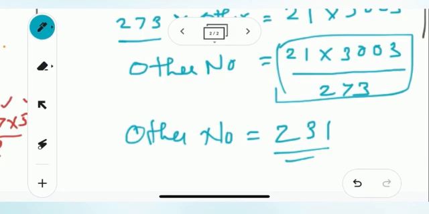If HCF and LCM are given, you can easily find the product. If the product is given, you can find LCM or HCF, whichever is asked. So this way, students, you can solve the sums based on HCF and LCM.